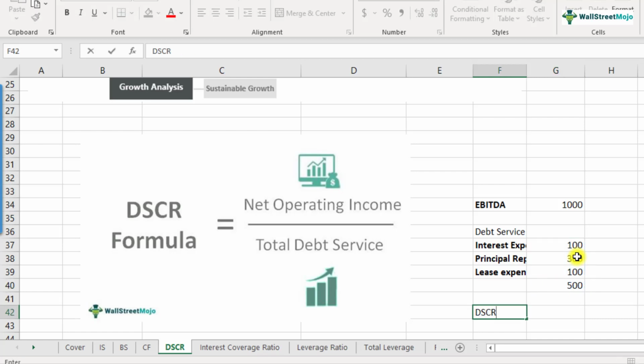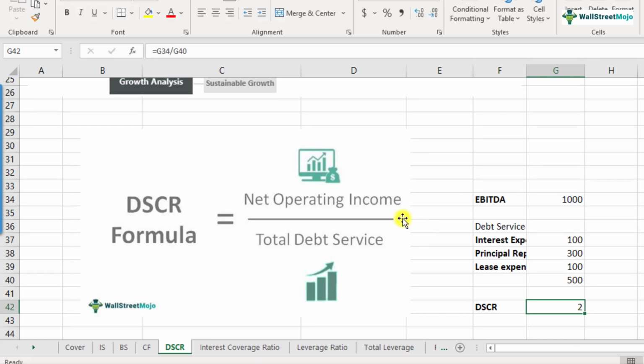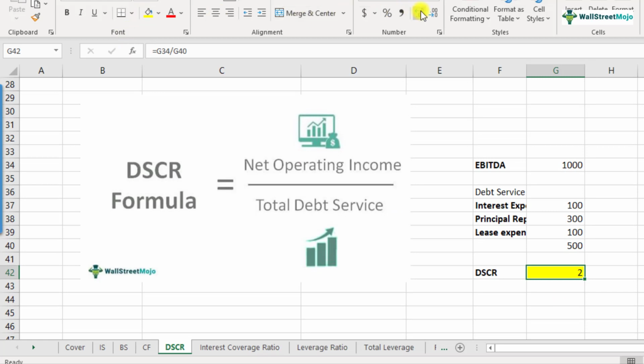DSCR, or debt service coverage ratio, will be equal to EBITDA, or the net operating income, divided by your total debt service. So we get a debt service coverage ratio of 2.0 in this case. When the debt service coverage ratio is greater than 1, this essentially means that the company is in a great position, because it's able to pay not only the interest but the principal and the lease payments as well.